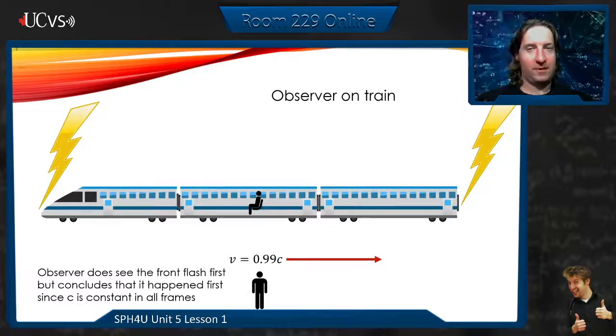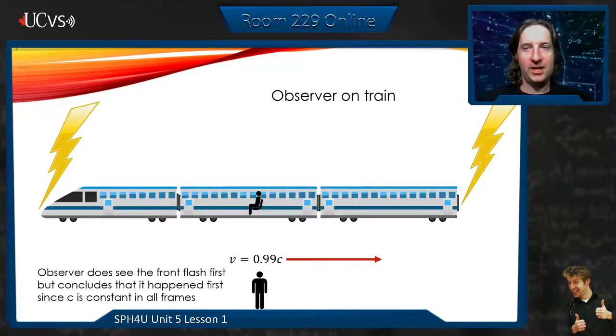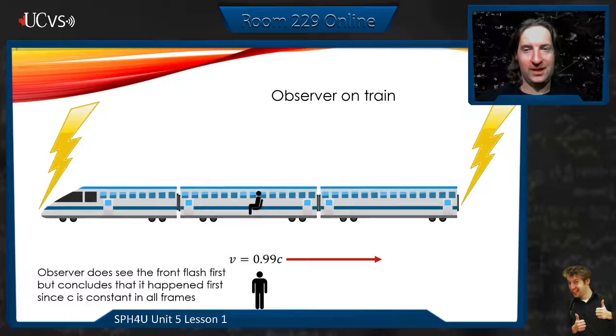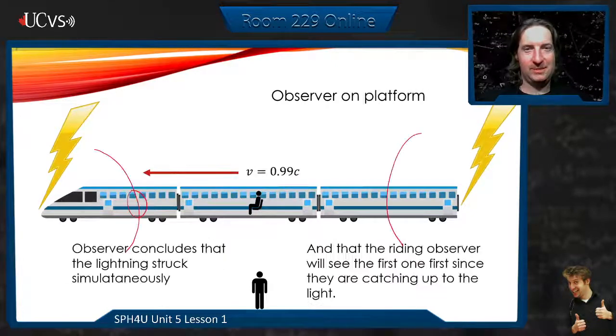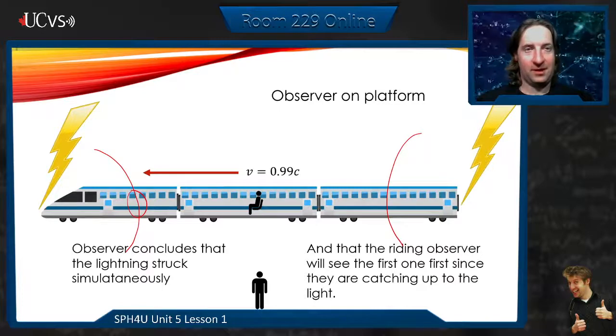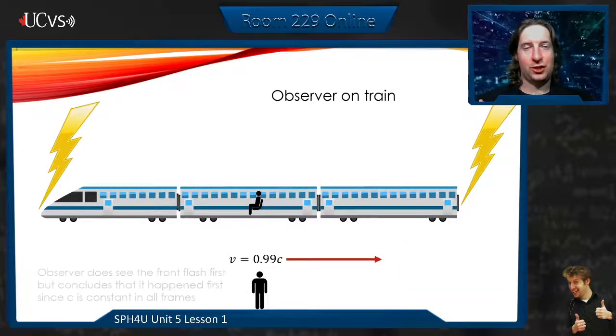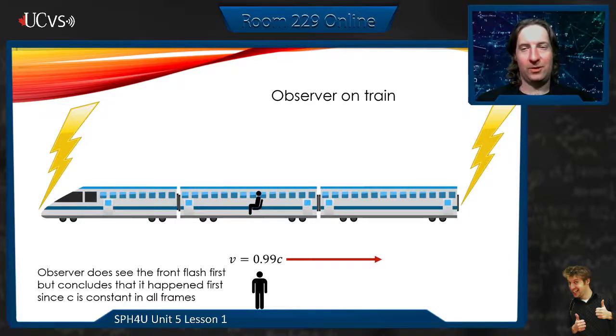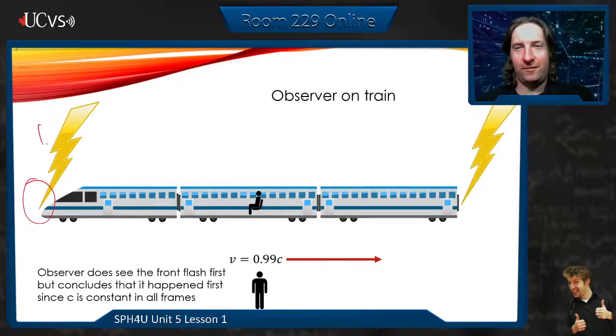Okay, so the front flash happens first, and that's what they're going to conclude. So this person on the platform imagines that these two events are happening simultaneously. The person on the train sees it happening with this one happening first and this one happening second.